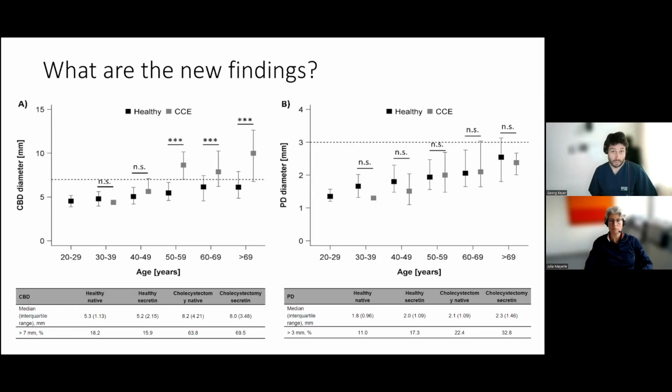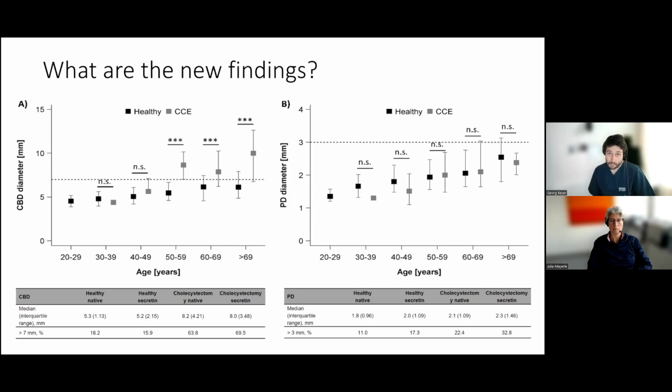What are the new and important findings among many in the study? The first is that we did confirm that age has an influence on the diameter of the common bile duct and the pancreatic duct, as both ducts are increasing over time. The second important finding is that cholecystectomy leads to an increase of the common bile duct, but not to an increase of the pancreatic duct. And vice versa, the use of secretin stimulation leads to an increase of the pancreatic duct diameter, but not of the common bile duct diameter.